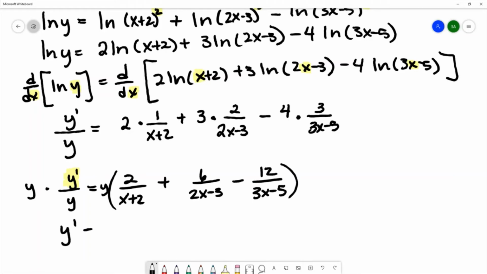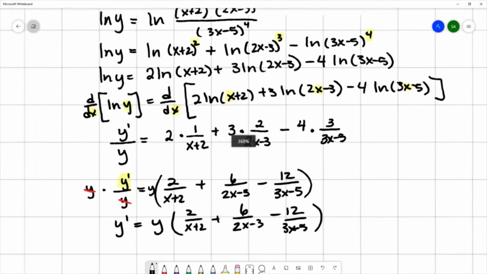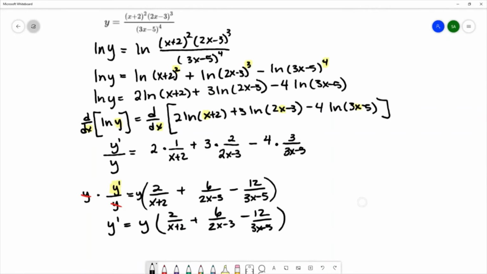And y prime is on the left because those y's cancel. And I have y times 2 over x plus 2 plus 6 over 2x minus 3 minus 12 over 3x minus 5. And the last thing I'm going to do here, at least in the derivative calculation, is that I don't want to write my answer in this way because I've got y's and x's. I would really just like x's in my equation.